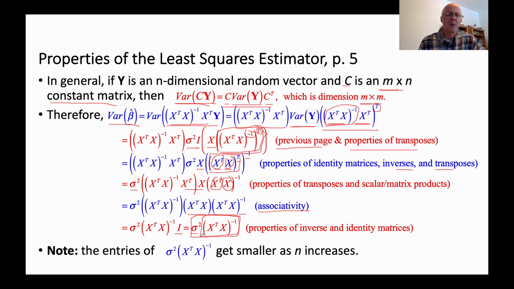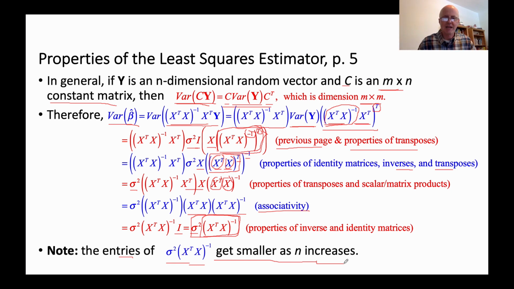Not going to prove it, but it should make some sense that the individual entries of this matrix should get smaller as n increases. I'm not proving that here, but I hope that makes some intuitive sense. As n increases, you're adding more data points. X is becoming a bigger matrix, a taller matrix. Remember, X is n rows and k plus 1 columns. As n gets bigger, you get a real tall matrix. You're adding more to X.